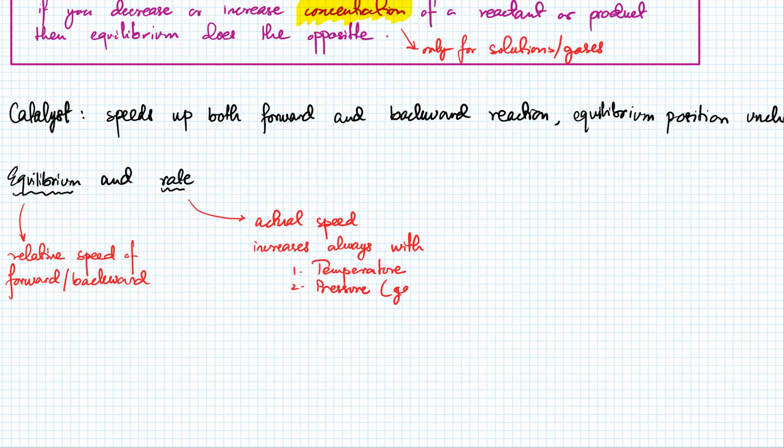Remember, pressure only works with gases. Gases are the only thing that are compressible. So 3 is concentration. And remember, the term concentration is only applicable to solutions and gases. Number 4 is catalyst. And your number 5 is surface area.